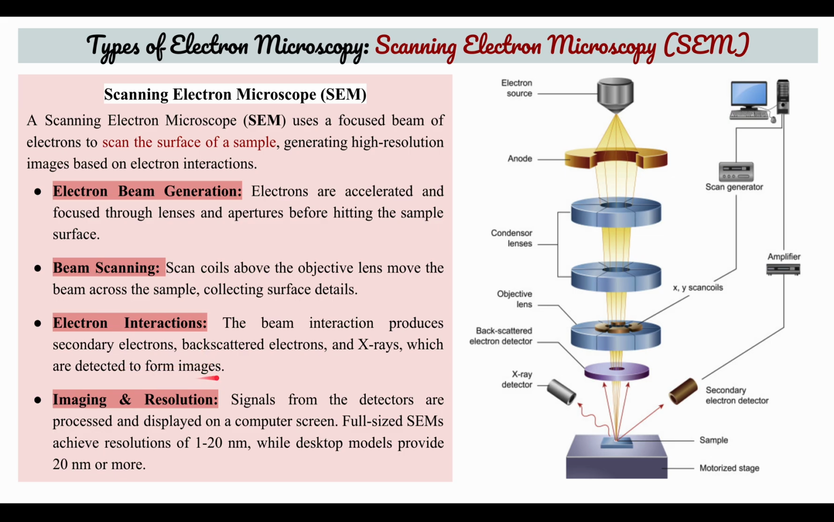These are some of the electronic interactions which take place. These are generally captured, and then ultimately the image is formed. It is passed through the amplifier, which will amplify all the signals, and the scan generators, and ultimately the image will be formed on a computer screen. So for imaging and resolution, signals from the detectors are processed and displayed on a computer screen. Full-sized SEMs achieve a resolution of 1 to 20 nanometers, while desktop models provide 20 nanometers or more. These resolutions tell how well you can distinguish among different compartments present inside the specimen. So we aim for achieving better resolution.